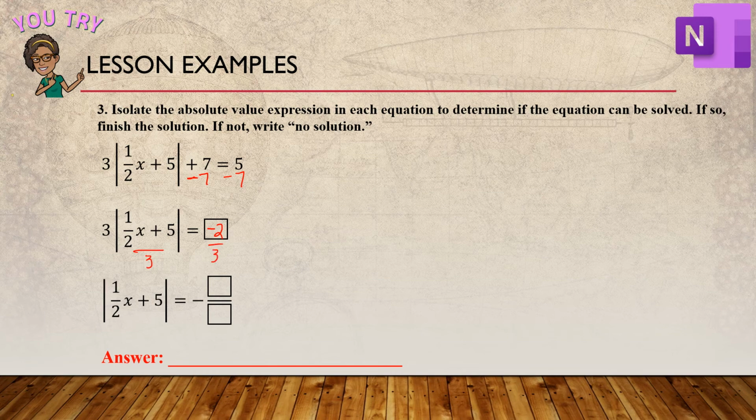Because remember, we have that 3 on the outside of the absolute value expression. And of course, the 3 doesn't make a difference because the 3 is positive. So I'm left with the absolute value of 1/2 x plus 5 equals a negative 2/3. Since the absolute value expression is equal to a negative number, that automatically tells me I have no solution here.